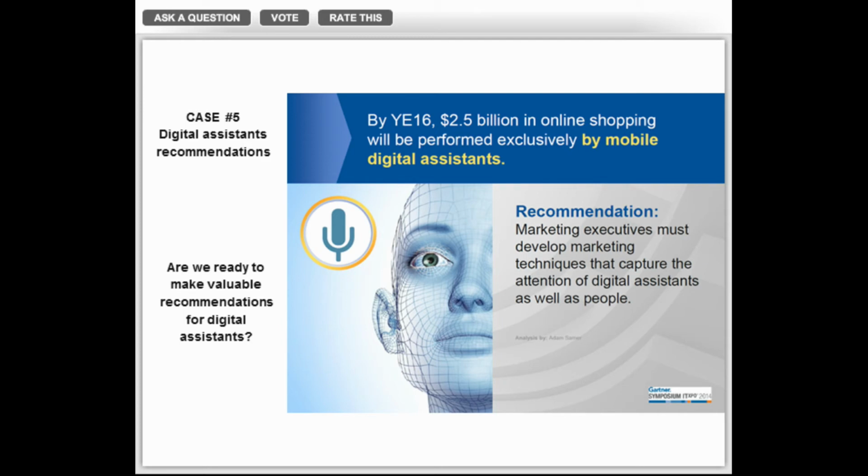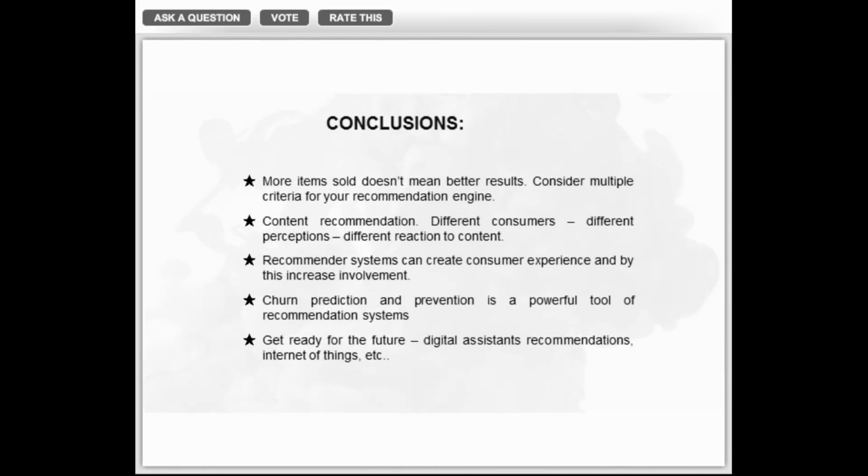Let's move a bit further. These are the conclusions from the 5 cases. First, more items sold doesn't mean better results. Consider multiple criteria for your recommendation engine. And those criteria would be different for different businesses, different industries. Next one, content recommendation. Different users, different perceptions, different reactions.